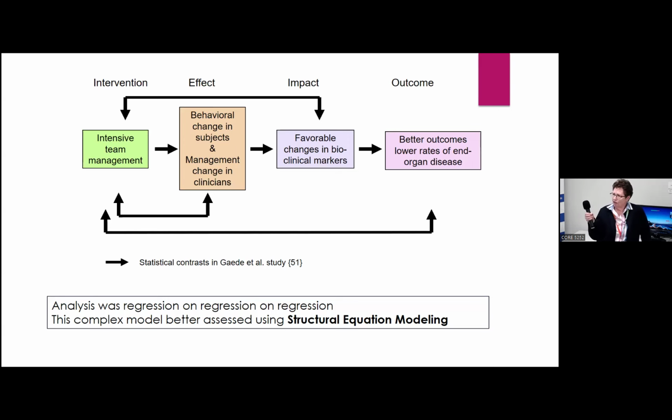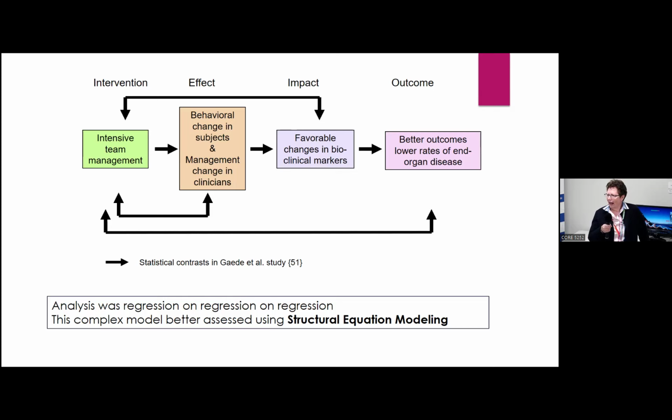So if you were designing this, you would need to have literature showing each one of those arrows is potentially viable. That was their path. But the data they presented, they first presented team management on behavioral change, and then they presented the intervention on the changes in biomarkers, which is phase 3. And then their final table was on the outcomes. But that was the path that underlay their study without them being explicit about it.